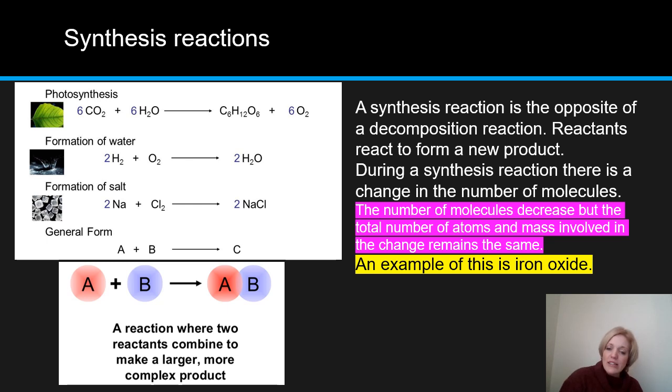So think about iron oxide, and we're going to get to iron oxide's chemical formula or chemical composition a little bit later, and you see that the molecules have changed, but the actual mass and the atoms are the same. They've just been rearranged. Okay, so I've given a few examples here of a synthesis reaction. That's photosynthesis, which involves carbon dioxide and water. Water is hydrogen and oxygen. Salt is sodium and chloride, well, that particular type of salt. And then the general form has been written down for you.